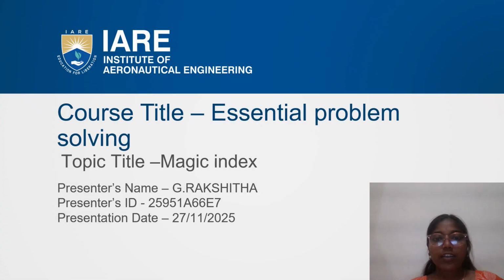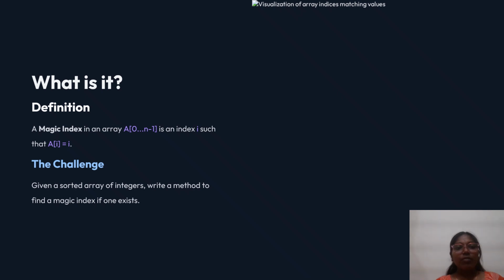My course topic is essential problems for solving. The topic is magic index. Let's get into the topic. The definition of a magic index: in an array A from 0 to n minus 1, a magic index is an index I such that A[I] equals I.